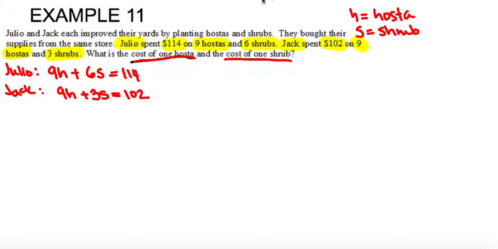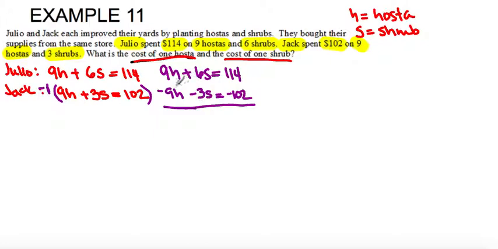Alright, so now figuring out what type of method to best use here. The best method would be elimination, since both of these coefficients in front of the H are the same. We just need to multiply one by a negative to cancel it out, to eliminate it. So I'm going to multiply the bottom equation by -1. So at the top, I still have the same equation, 9H plus 6S equals 114. At the bottom, I distribute the -1 to all the terms. So I have -9H minus 3S equals -102.